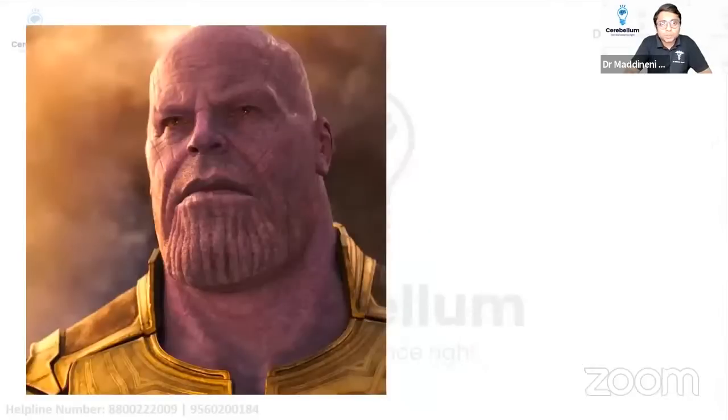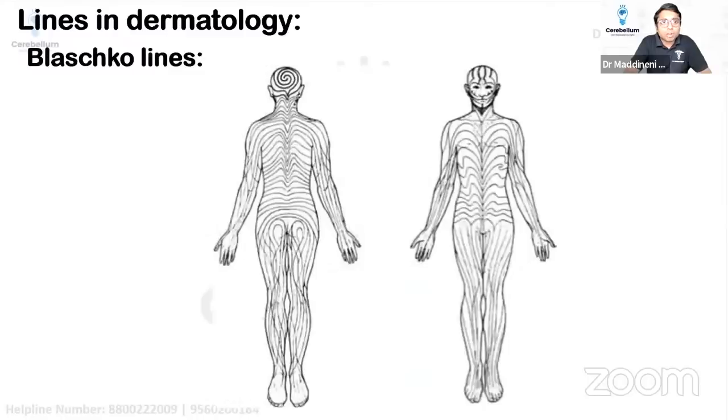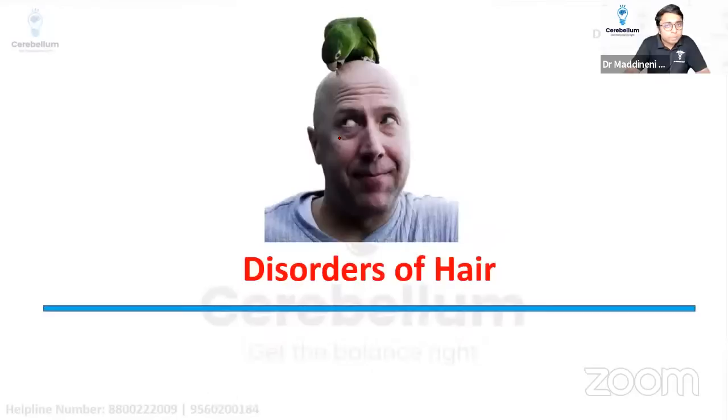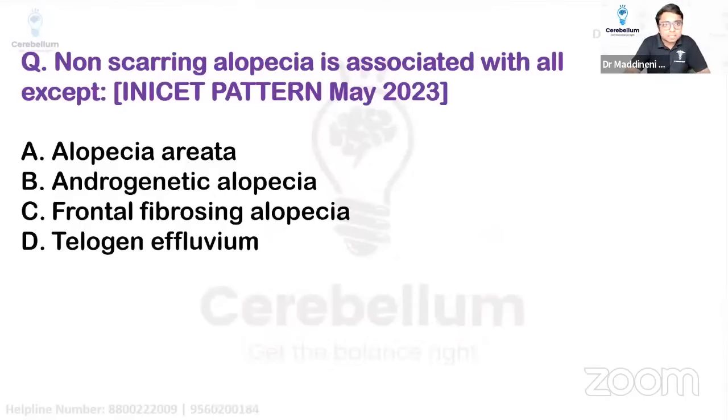I will not go into the details, but Blaschko's lines was also there in the options. So I would like to tell you how to differentiate them. Blaschko's lines will have a spiral nature over the scalp, and they will be linear over the extremities. This is how we can differentiate between Blaschko's lines and Langer's lines.